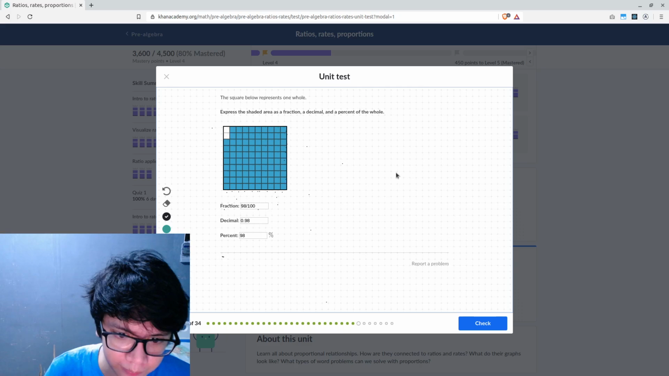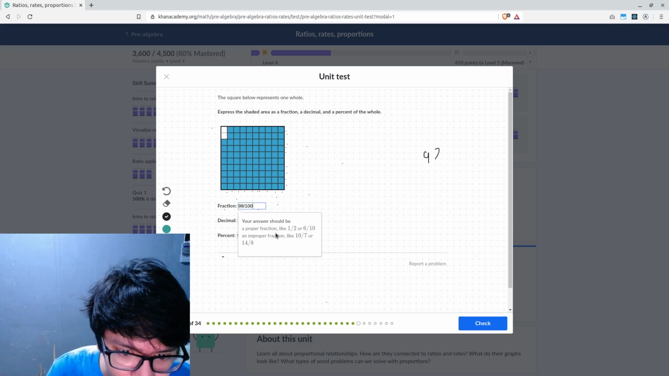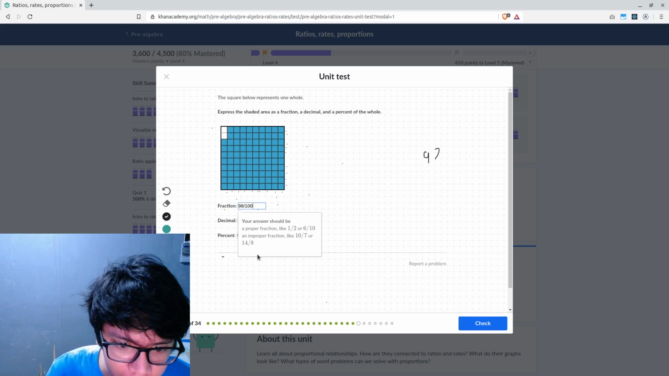Am I supposed to simplify this? It doesn't ask for simplification, so I guess it can work.